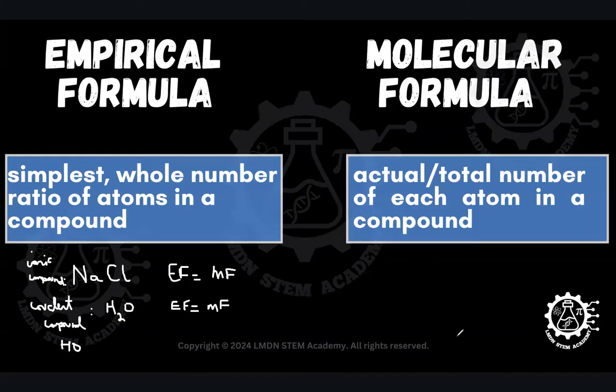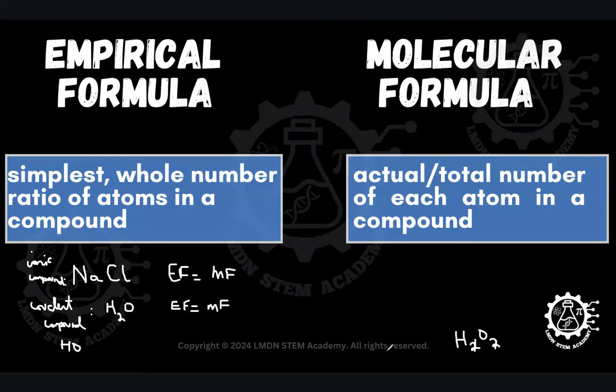But the molecular formula of peroxide is actually H2O2. So you see that in this case, this is the actual atoms for the molecular formula. We can simplify that, and when we do that, what do we get? HO. So that's the difference between the empirical and the molecular formula.